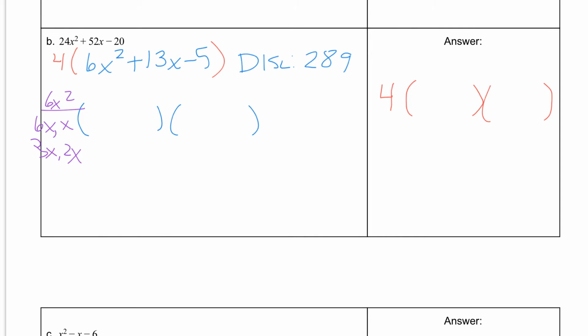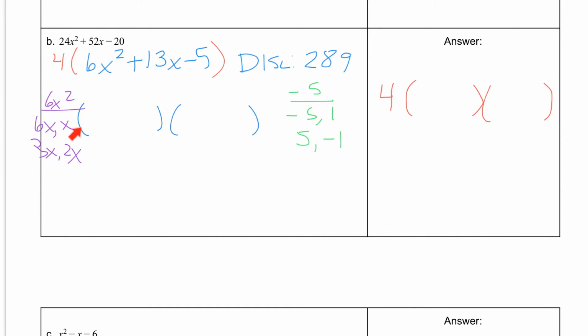Then what we need to do is figure out the last one, which is negative 5. So we are going to look for numbers that multiply to give us negative 5. So we could do negative 5 and positive 1. Or we could do positive 5 and negative 1. These are all our options to give us negative 5. Now we've got a lot of options here. We can do 6x and x with either one of these. We could do 3x and 2x with either one of these. And from here on out, it's just a guess and a check and go back and erase.